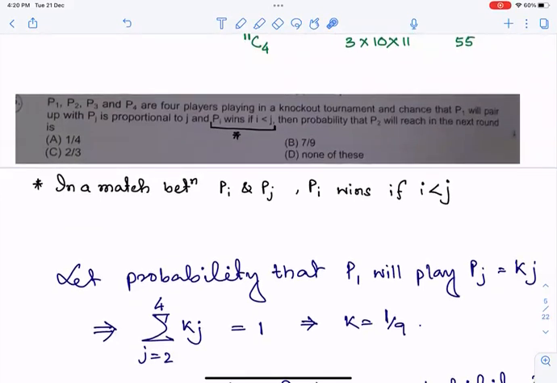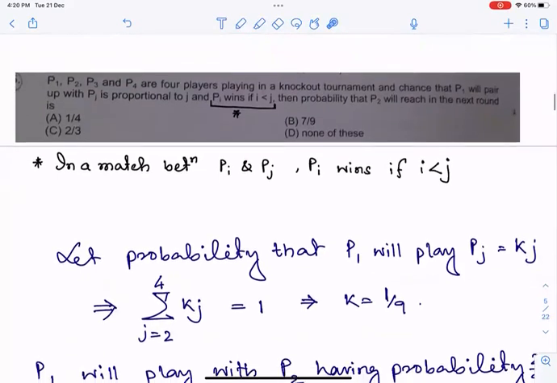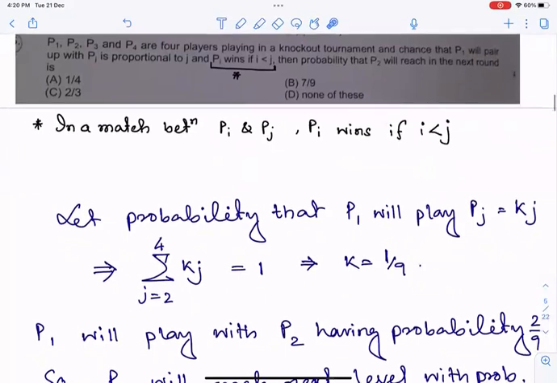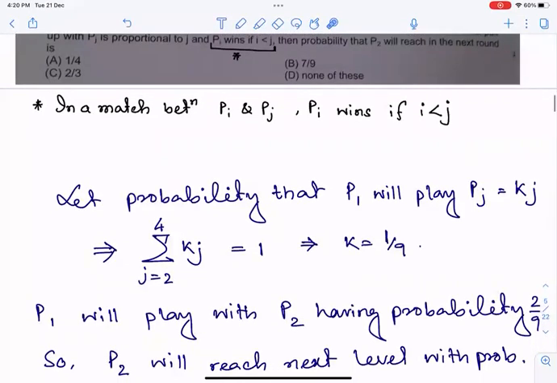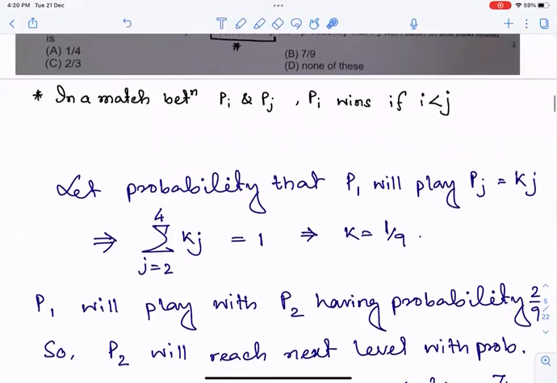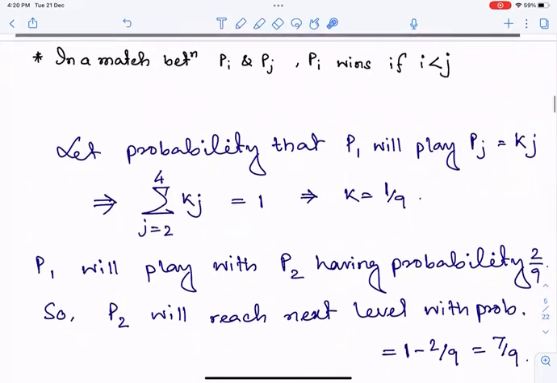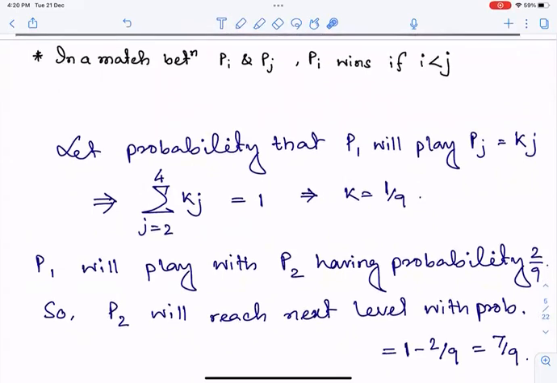So P1 will play with P2 with probability 2 by 9, P1 will play against P3 with probability 3 by 9, and P1 will play P4 with probability 4 by 9. If we need to ensure P2 reaches the next round, definitely P2 must not play with P1. So we need the complement of this 2 by 9 probability, and that will be 7 by 9.